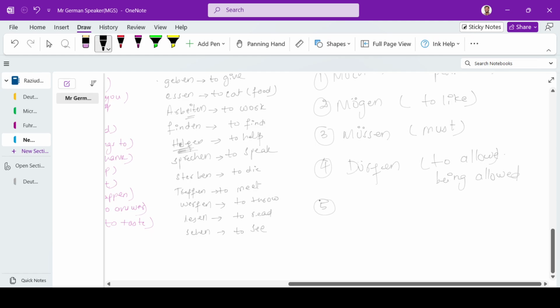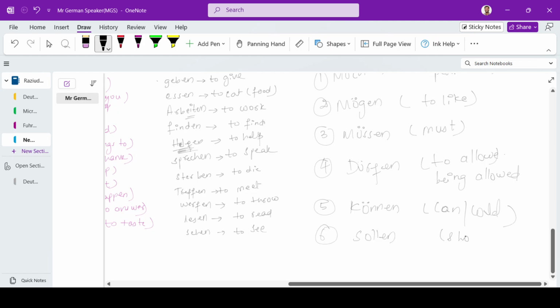Number five, we have wurden, or we can also call this werden. But there's one more called können. Können is for can, or sometimes also used for could. Möchten, mögen, müssen, dürfen, können. Then we have sollen.